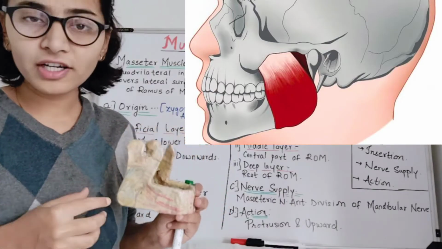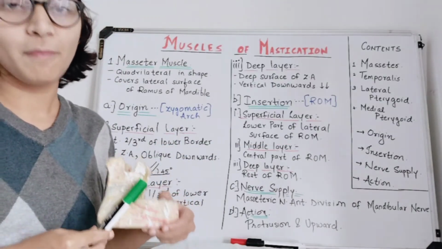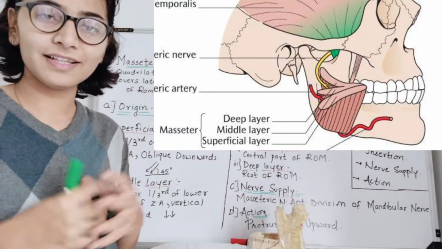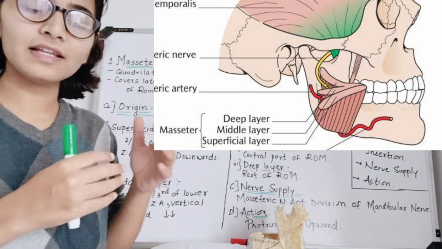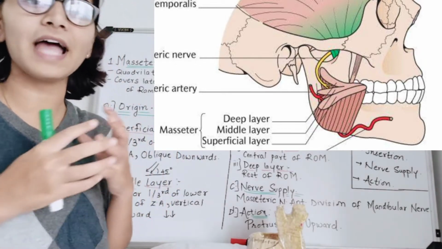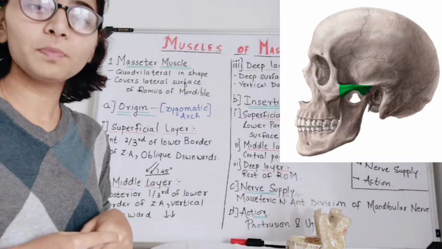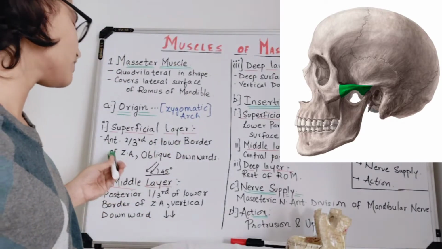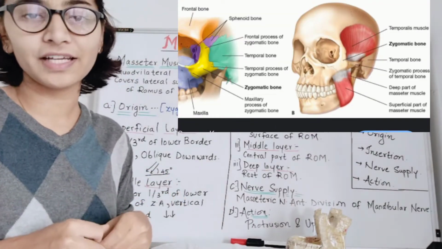Masseter muscle is quadrilateral in shape and it covers the lateral surface of the ramus of mandible. The next point is the origin of masseter muscle. So there are three layers: superficial layer, middle layer and deep layer. These layers, which we also call fibers, superficial fibers, middle fibers and deep fibers, form the masseter muscle. Superficial layer originates from the anterior two-third of the lower border of zygomatic arch and it runs obliquely downwards, making a 45-degree angle.